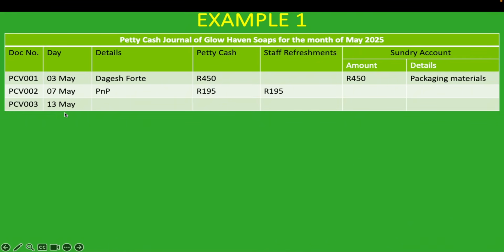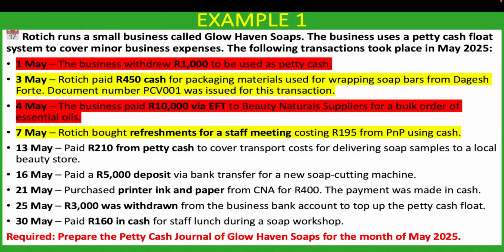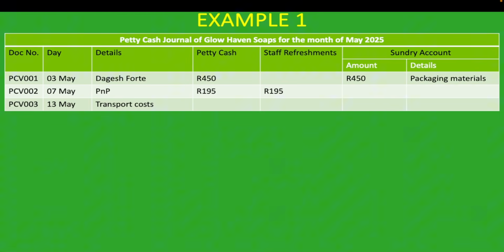And what is our detail? Who did we pay this money to? Well, we're told that we paid to cover transport costs for delivering soap samples to a local beauty store. So we're not given the name of the person or the entity that we paid the money to. So we're going to just call it transport cost, okay, or travel expenses, whatever you want to put there. And you can see that's what you put under details. And we brought that in to just show you that if you're not given the name of the entity, then you can just put the name of the account, transport costs there.